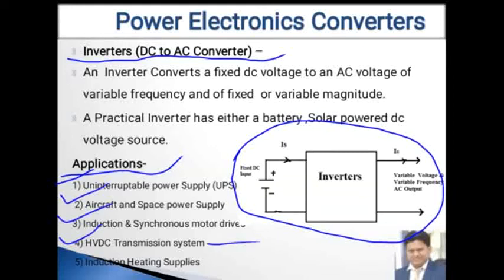And the next one is induction heating supplies. These are used in various industries like rolling mills for the manufacturing of various types of iron, rollings. So these are the application areas of inverters, and the details about their working principle, the modes of operation and classification of inverters we will study in the next lecture.